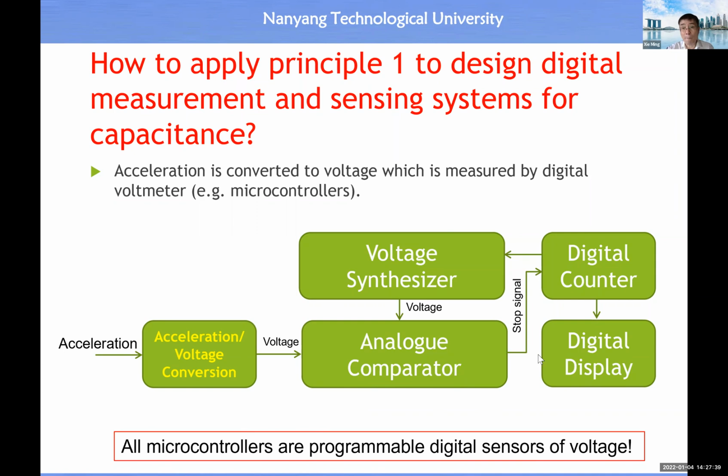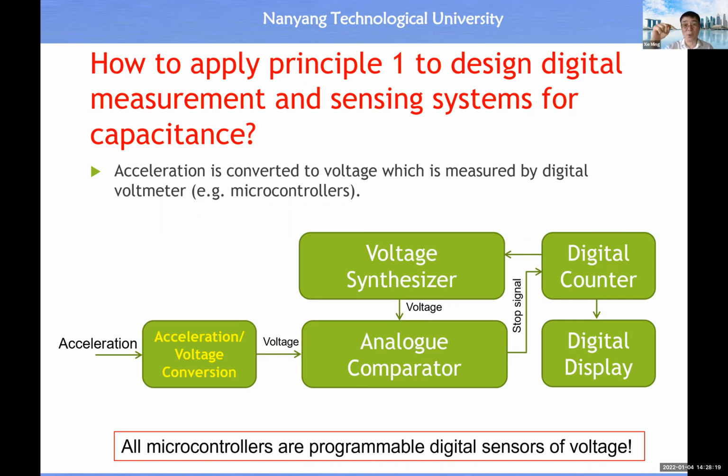offer these 4 modules. For example, a microcontroller has a digital counter. A microcontroller has a voltage synthesizer, which will output analog voltage. And all microcontrollers offer this module of analog comparator. This module will compare the input voltage with the internally synthesized voltage. If there's a match, then it will output a signal to stop the counting. The value inside the counter basically is a prediction of the output digital value.